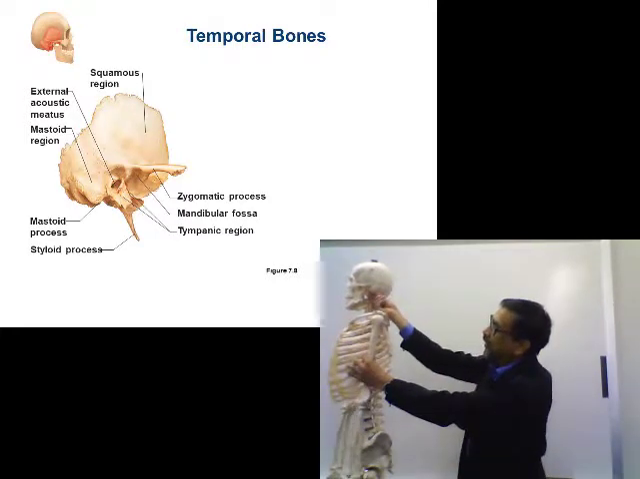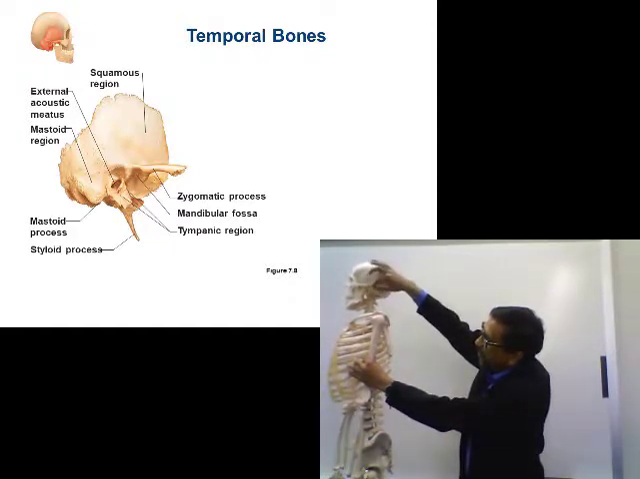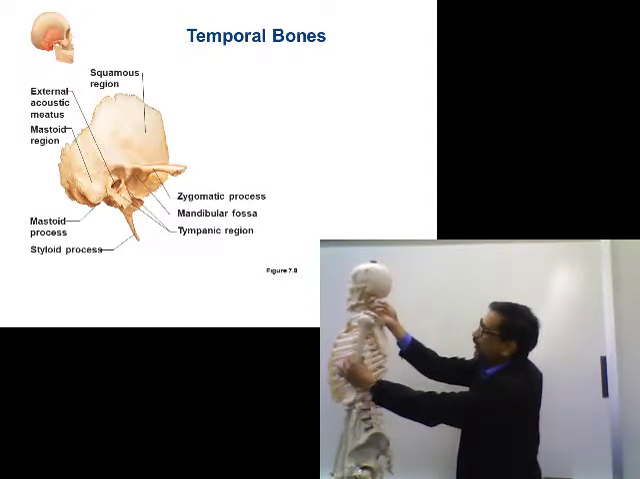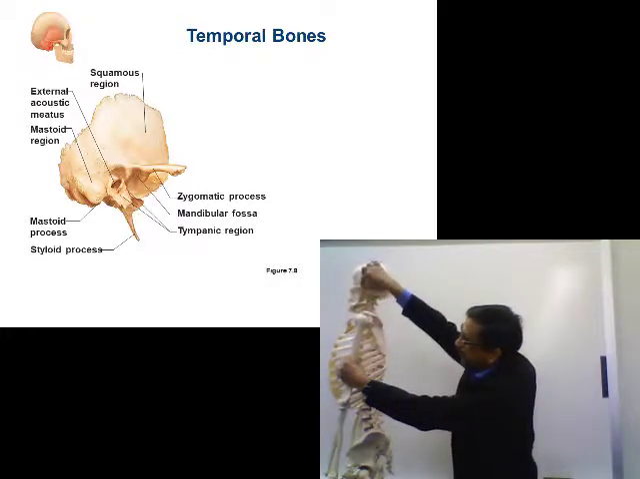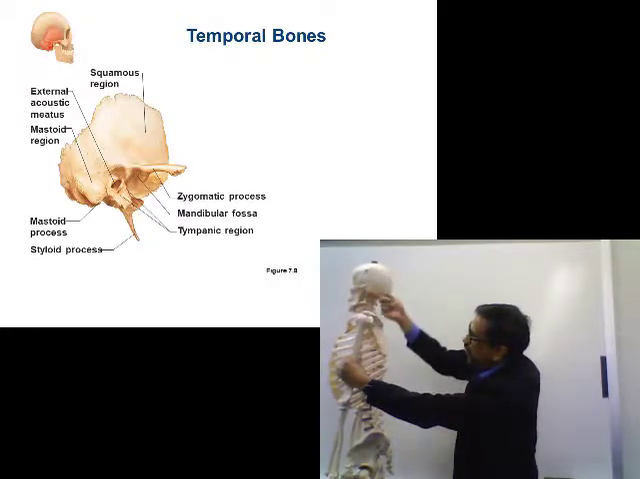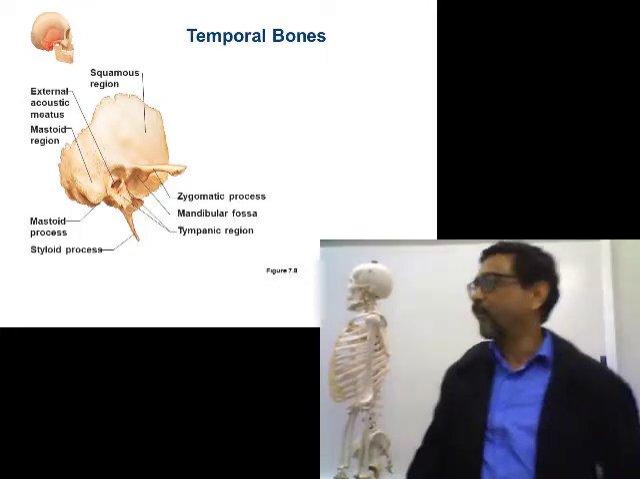This one, you see, kind of blunt, round process. This is called the mastoid process. And this one, you see, very sharp, pointed. And this one is called the styloid process. So zygomatic, mastoid, styloid. So those are three processes in the temporal bone.